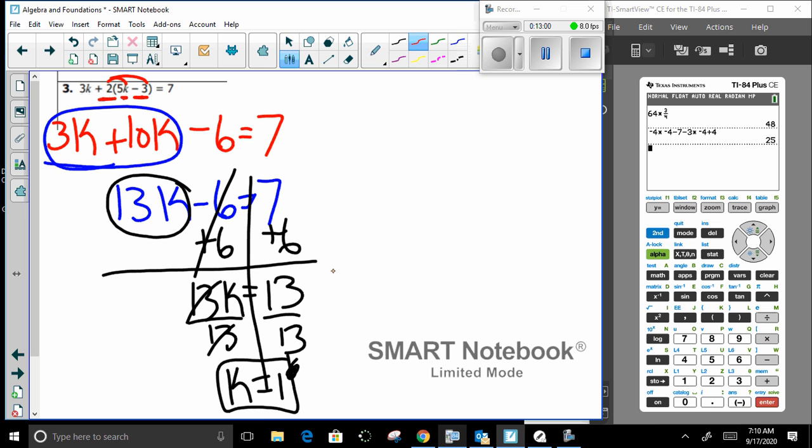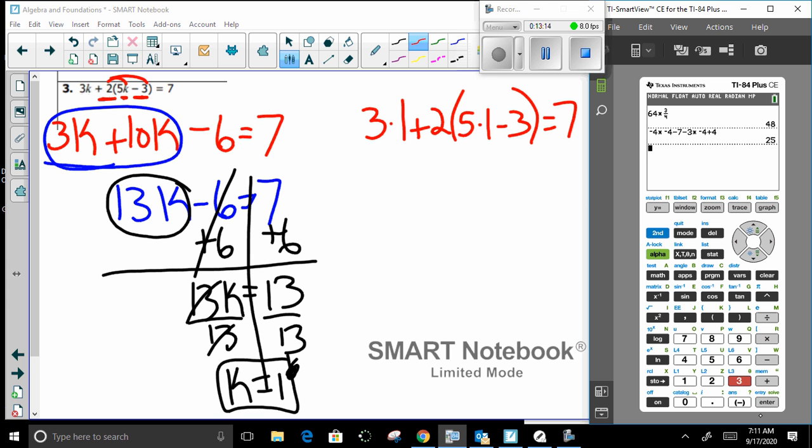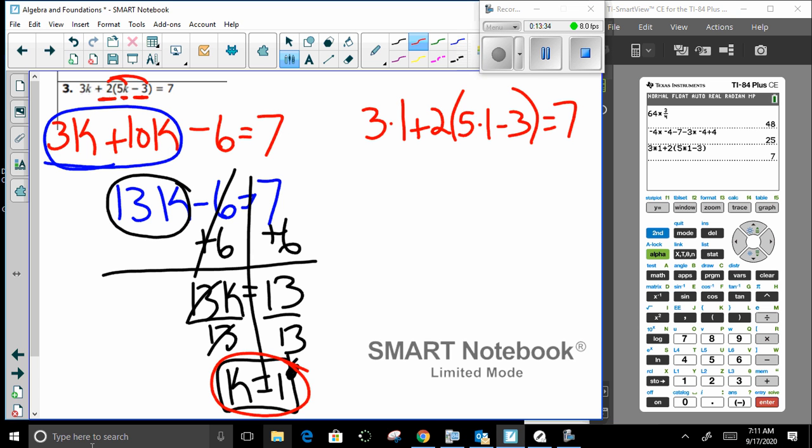I'm going to take that and try to plug it in. So 3 times k, which is 1, plus 2, parentheses, 5 times k, which is 1, minus 3. Is that going to equal 7? Put it in your calculator. 3 times 1 plus 2, open parenthesis, which is above the 8, 5 times 1 minus 3, close parenthesis, and I get my answer. So use that calculator to check yourself to make sure your solution of k equals 1 is correct.